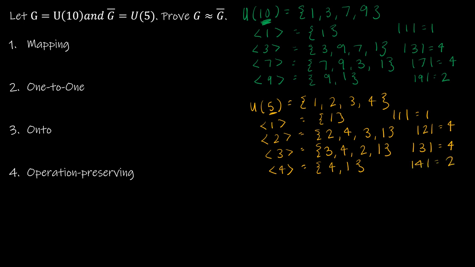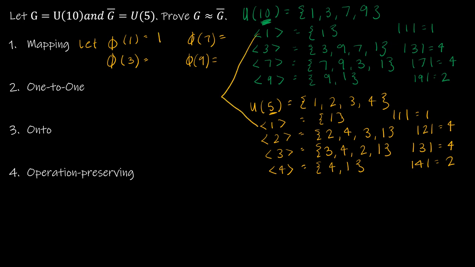So 4 has order 2. Now, why is this important? Because when I'm doing my mapping, I have to define which elements map to which. So I'm going to say, let phi of 1, phi of 3, phi of 7, and phi of 9, I have to map each of those to elements of the same order. So 1 obviously has to map to 1 down here because they're both of order 1. And 9 has to map to 4 because they're both of order 2. And for the others, it really doesn't matter which one you do. So I'm going to go ahead and just say that 3 maps to 2 and 7 maps to 3.